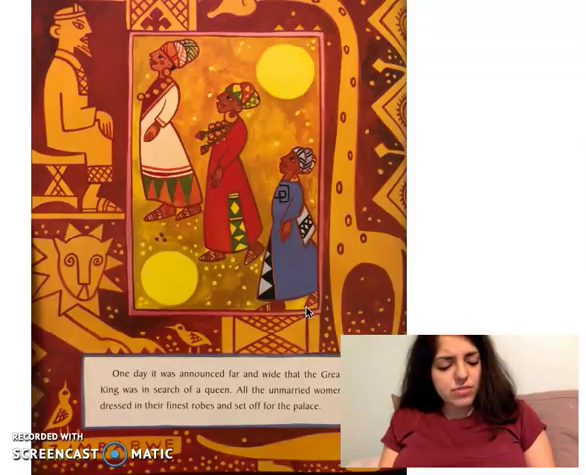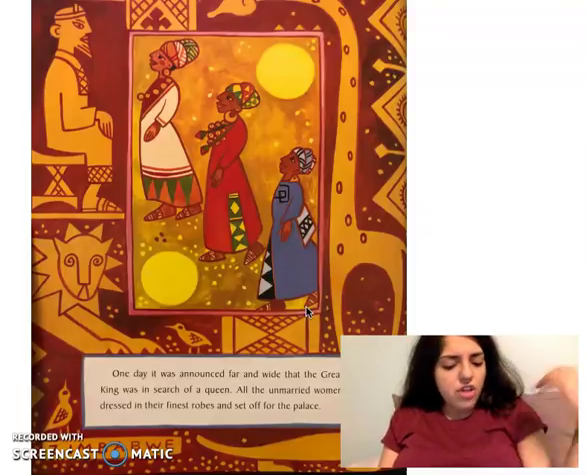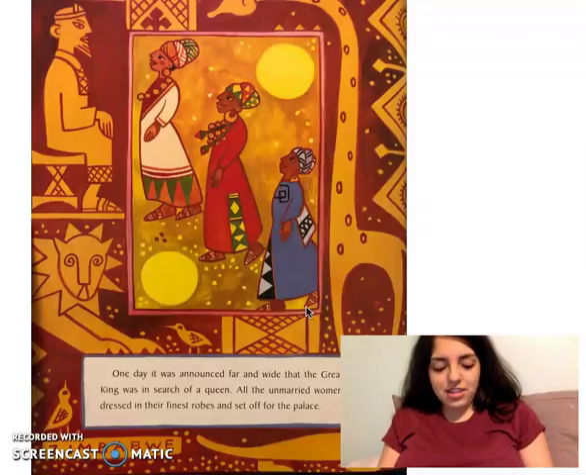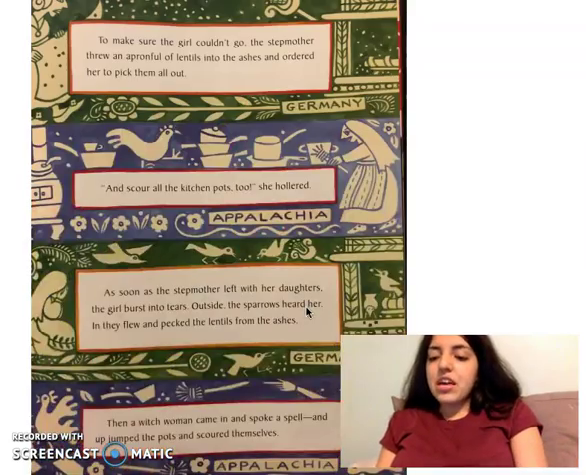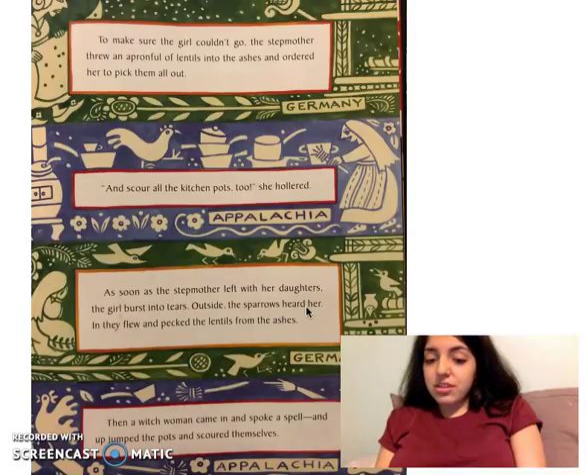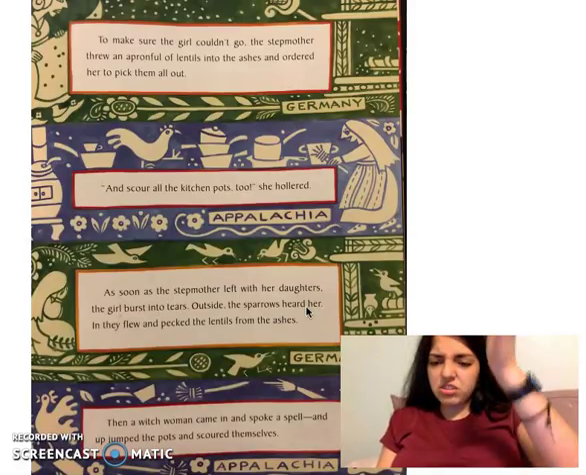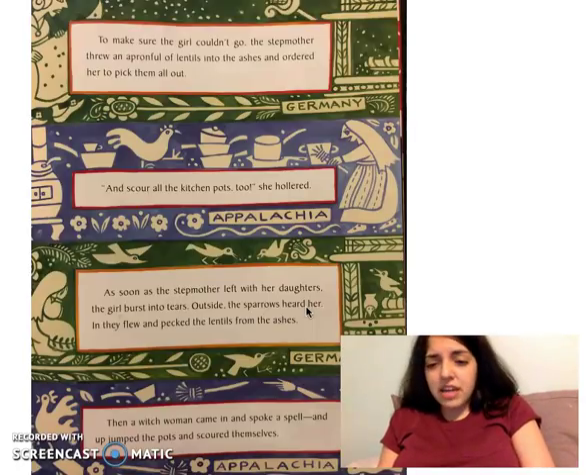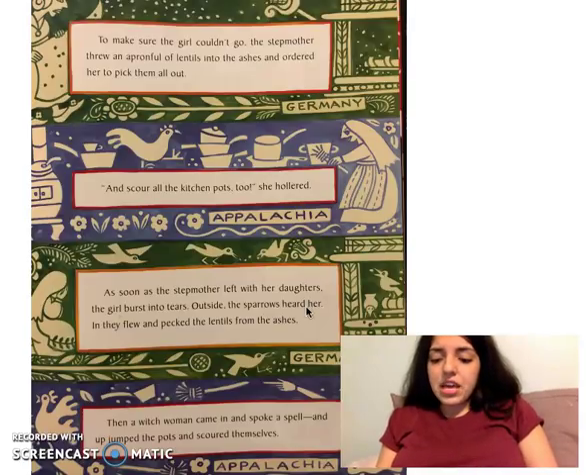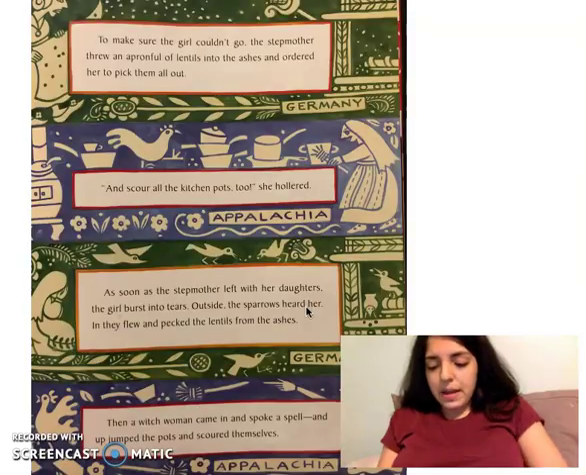One day it was announced far and wide that the great king was in search of a queen. All the unmarried women dressed in their finest robes and set out for the palace. To make sure the girl couldn't go, the stepmother threw an apron full of lentils into the ashes and ordered her to pick them all out. "And scour the kitchen pots too," she hollered. As soon as the stepmother left with her daughters, the girl burst into tears.